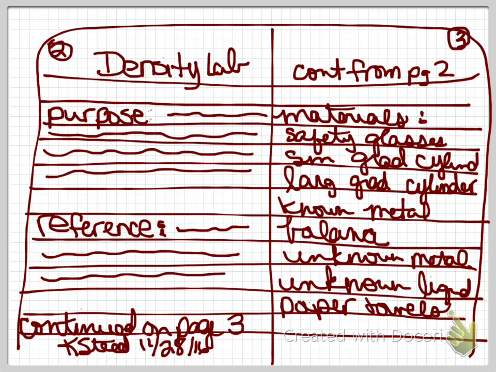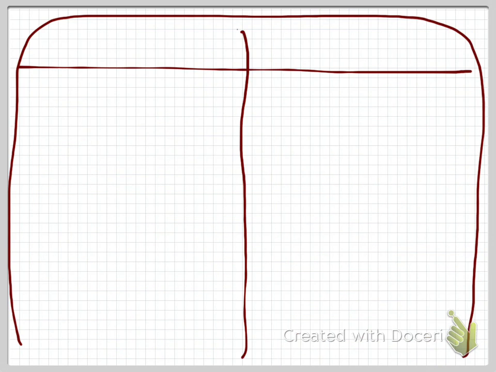And notice that I'm at the bottom of the page again, so I'm going to put continued on page 4, and I'm going to sign it and date it. And I'm going on to page 4. At the top of page 4, I'm going to put, this is page 4, continued from page 3. And then I'm going to move right on. Now I can start on the first line.